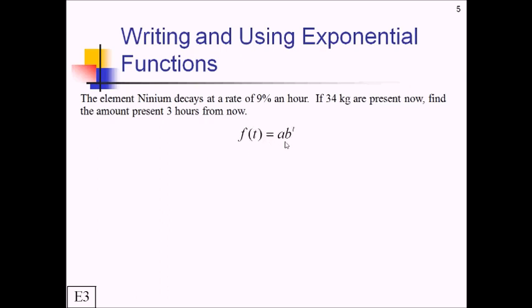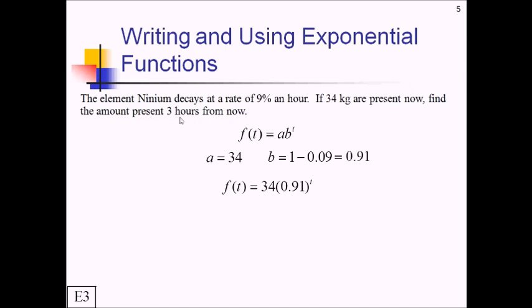So standard exponential form. The a value is the 34 kilograms you're starting with. The b value, we're decaying at a rate of 9% per hour. So that's going to be 1 minus 0.09, or 0.91. So plugging that in, we've got 34 times 0.91 to the t power. And we want to know the amount present 3 hours from now.